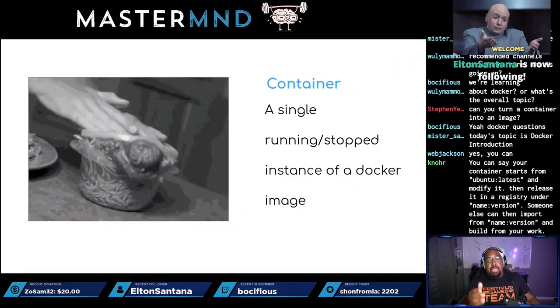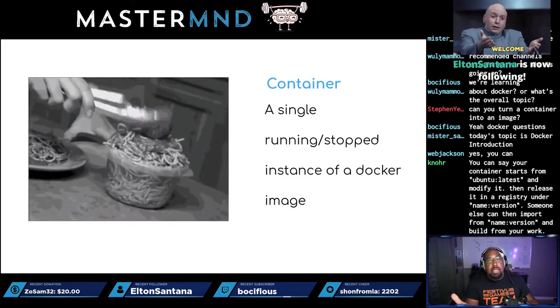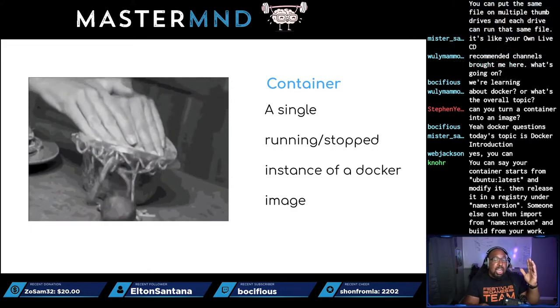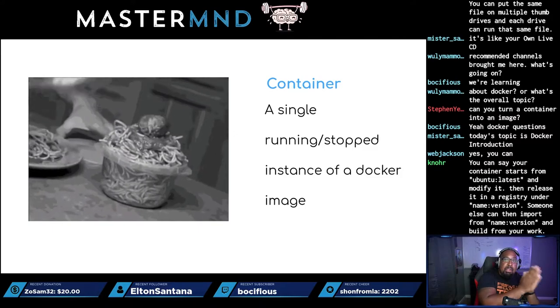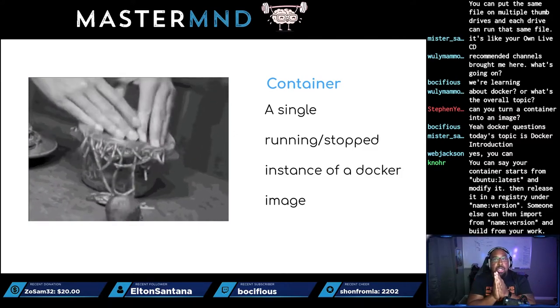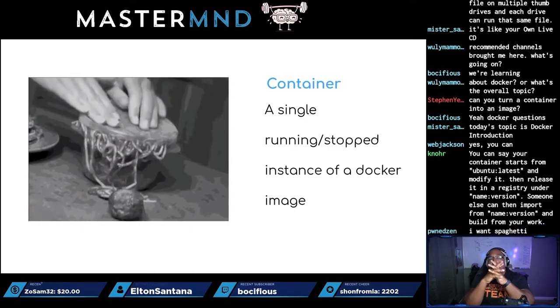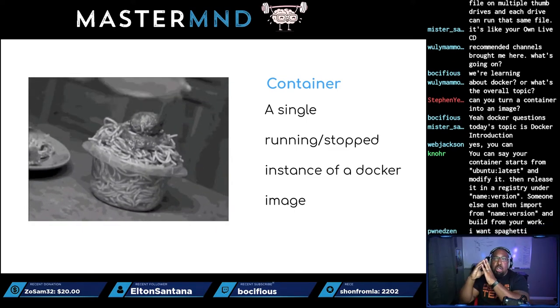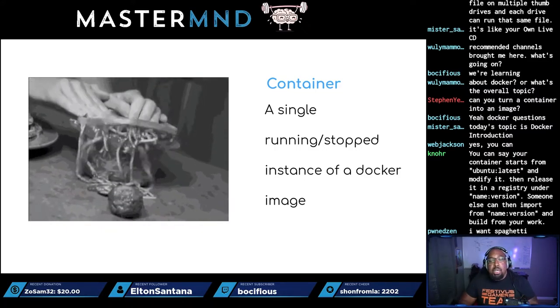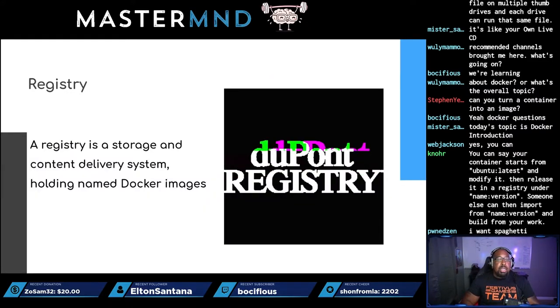But again, a container is a single running or stopped instance of a Docker image. So just kind of remember that progression. It goes from the Dockerfile to the image. So it creates the template, it creates the DVD, and then that image can be used to deploy any number of containers. And that's kind of the order that it goes in. Now, let's talk about registry.